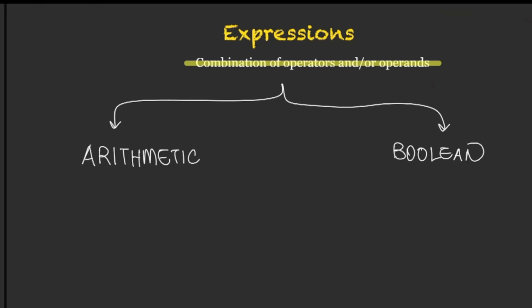Now we're moving on to expressions. Expressions are combinations of operators and operands. What that means is, say I have an expression A into B minus C. This is an expression. We have operators, these are the operators, and we also have operands, these are the operands. So the combination of operators and operands is called an expression.